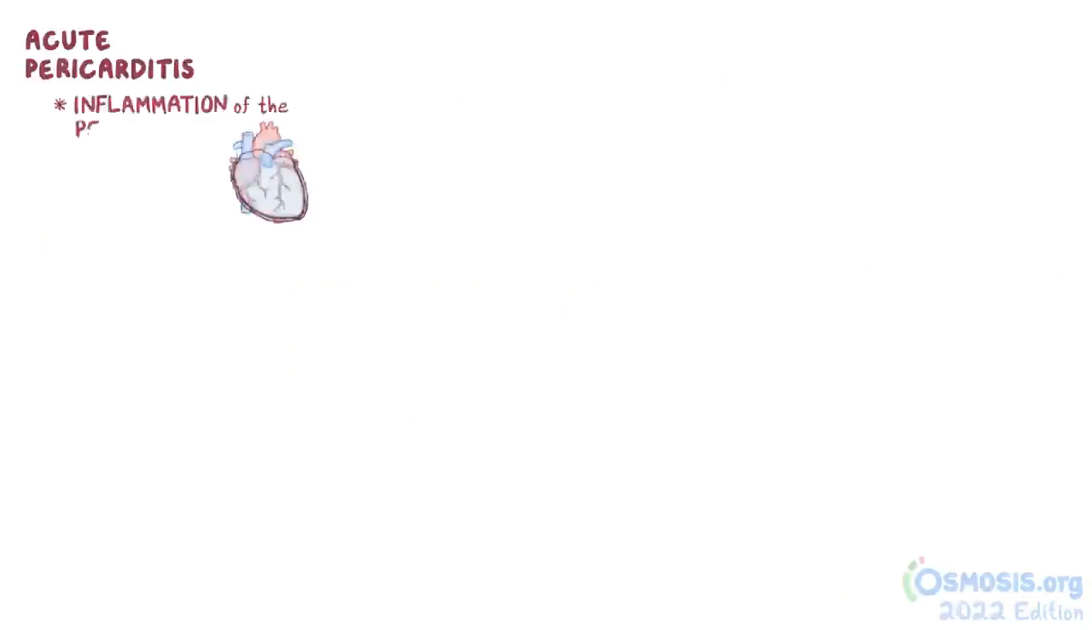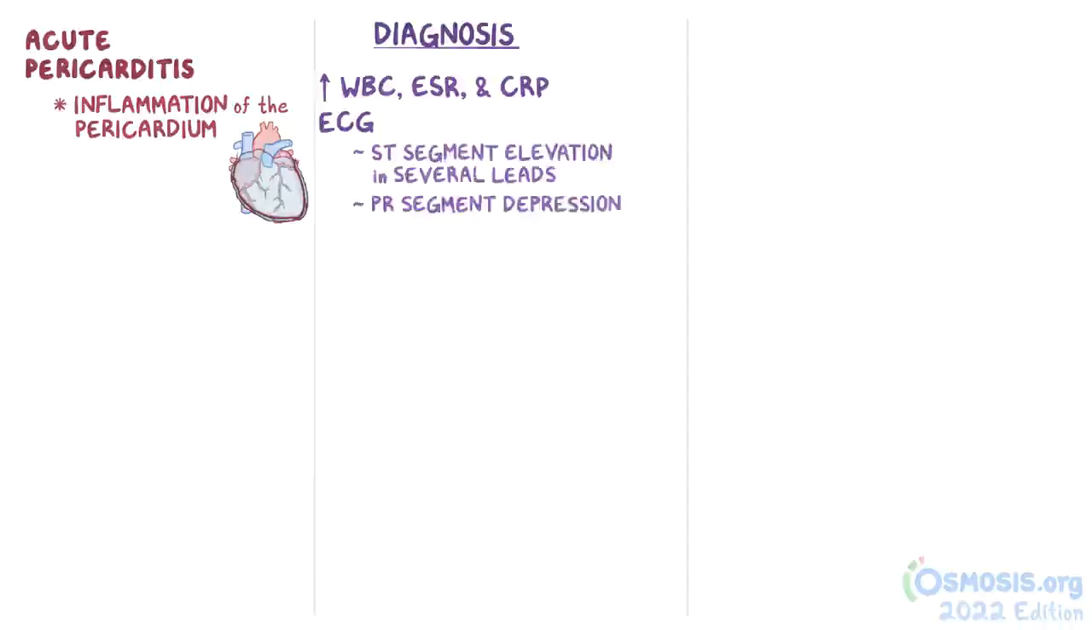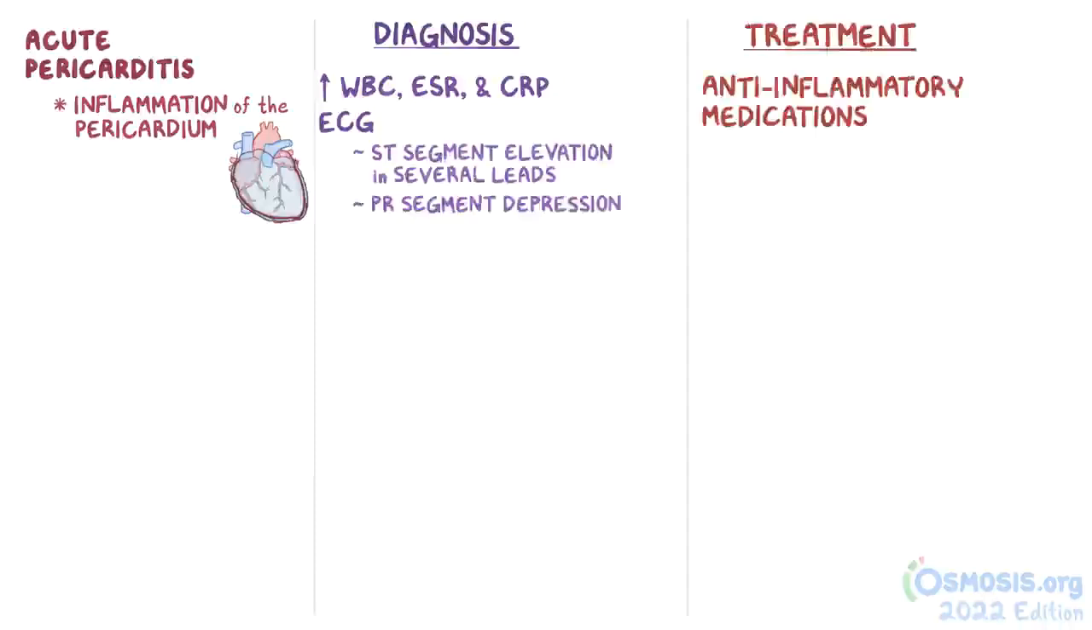Alright, as a quick recap. In acute pericarditis, there's widespread inflammation of the pericardium, which causes an elevated white blood cell count, ESR, and CRP. On ECG, there's widespread ST segment elevation in several leads, as well as PR segment depression. The treatment is usually anti-inflammatory medications like NSAIDs, and it can be combined with colchicine.